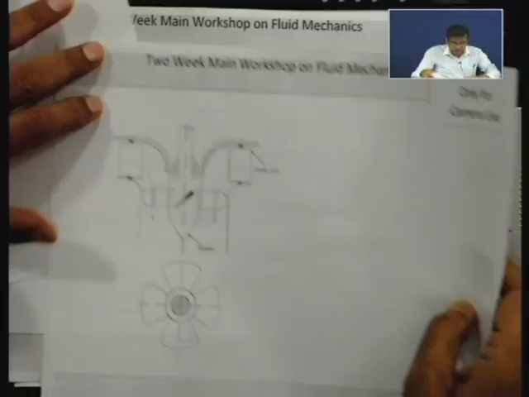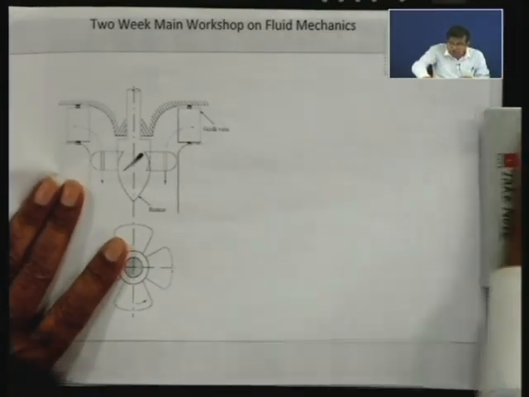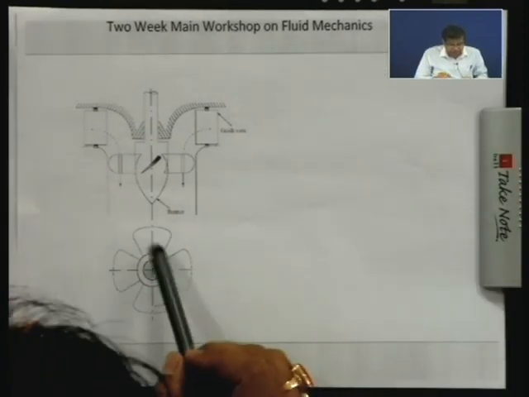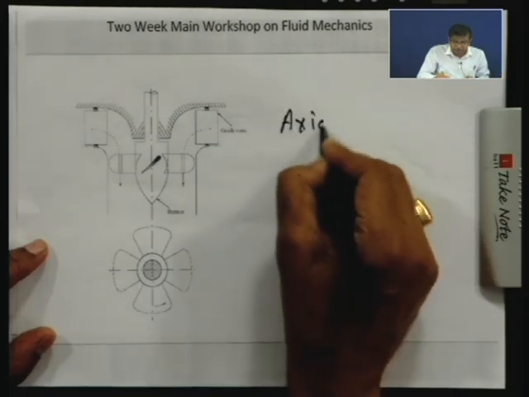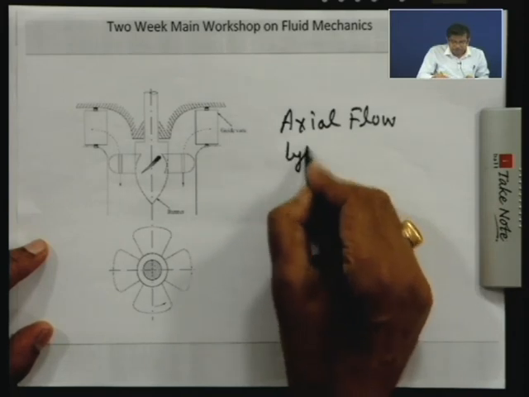Is this the figure? No, that figure is here. So, therefore, I will show you a picture of that type of turbine, the Kaplan turbine. Just I will show you a simple picture of this turbine. This turbine is known as an axial flow type of turbine, axial flow type, not a radial flow type turbine.